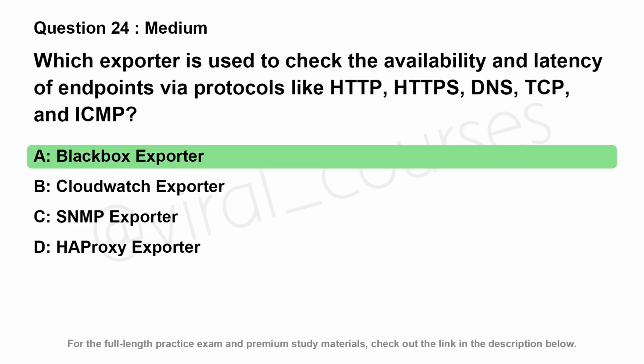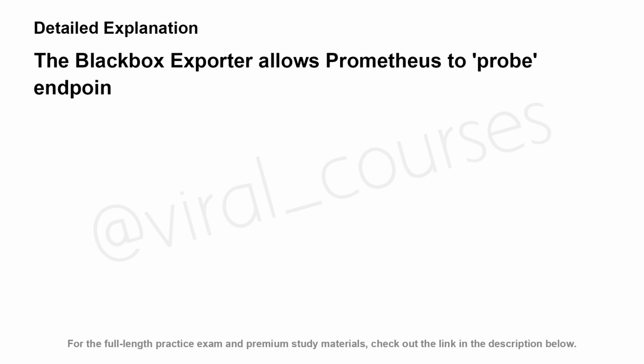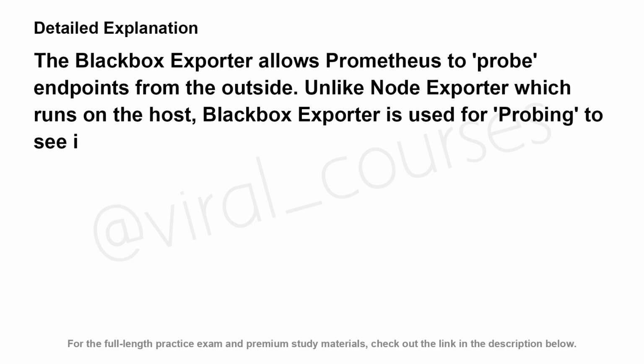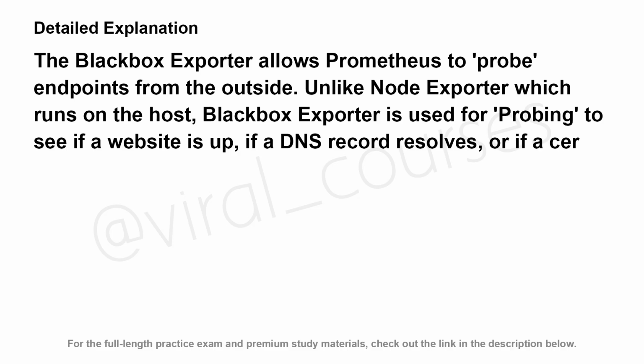The correct answer is A. The Blackbox exporter allows Prometheus to probe endpoints from the outside. Unlike Node Exporter, which runs on the host, Blackbox exporter is used for probing to see if a website is up, if a DNS record resolves, or if a certificate is about to expire.